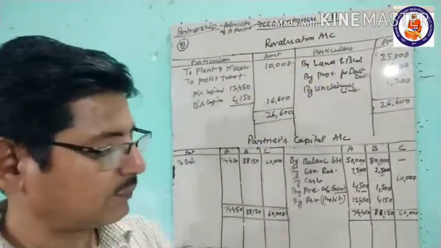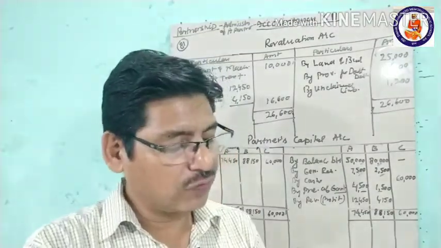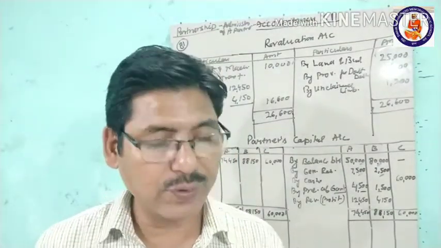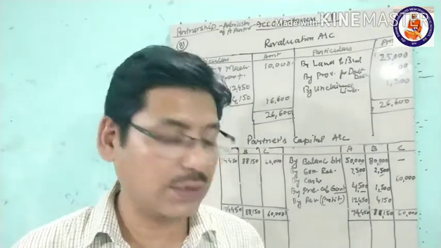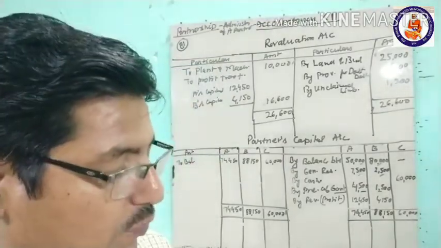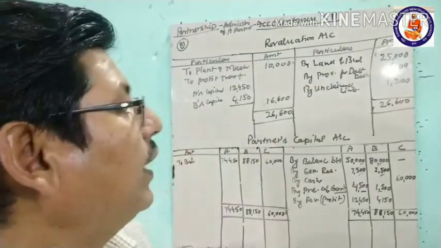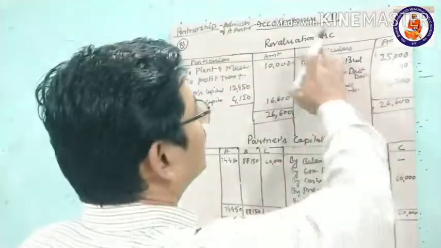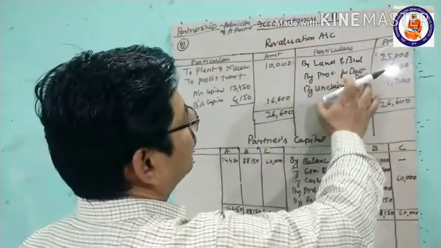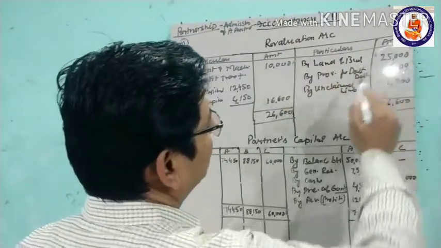Okay. Then comes provision for doubtful debts, which was found in excess by 400. 400 excess doubtful debts provision was made. It means now we'll reduce this, so debtors will increase with that. Debtors will increase by 400. So provision for doubtful debts to revaluation, 400 rupees.